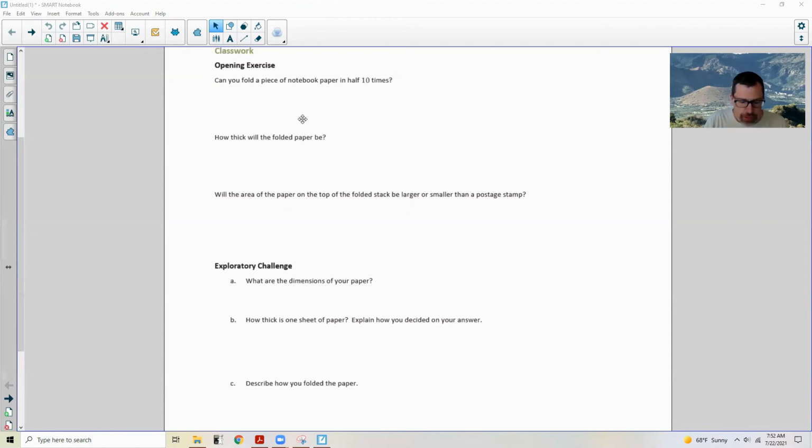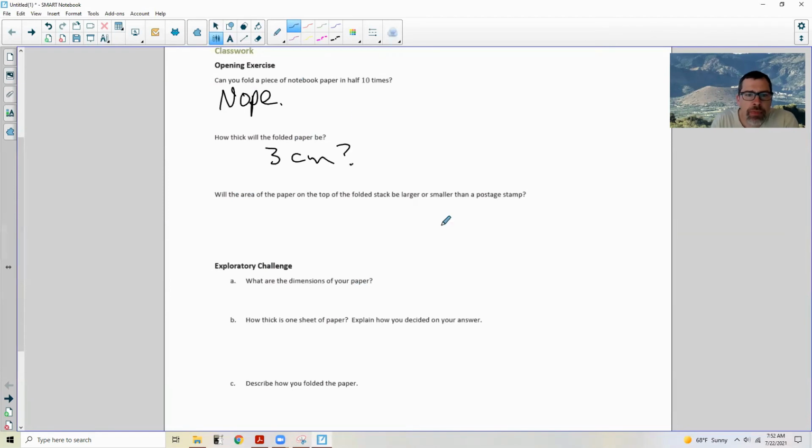So there we have it. So can you fold a piece of notebook paper in half 10 times? Nope. How thick will the folded paper be? Well, I just folded that, I guess about 3 cm maybe. Will the area of the paper on top of the folded stack be larger or smaller than a postage stamp? Well, there are different size postage stamps, so that's not a very good question. Anyway, I would say that is smaller than a postage stamp.